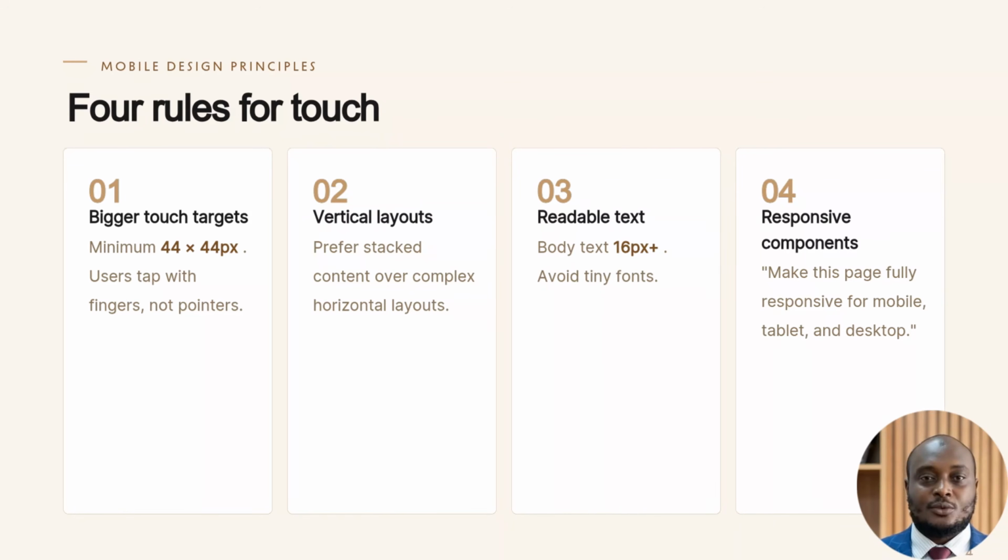4 practical rules for touch. 1. Bigger touch targets. Minimum 44 by 44 pixels because people tap with fingers, not a mouse pointer. 2. Prefer vertical, stacked layouts over complex horizontal ones. 3. Readable text, 16 pixels and up, no tiny fonts. 4. Lean on AI for responsiveness. Just ask it to make the page work cleanly across mobile, tablet, and desktop.